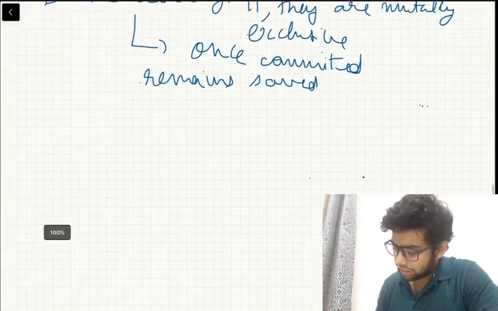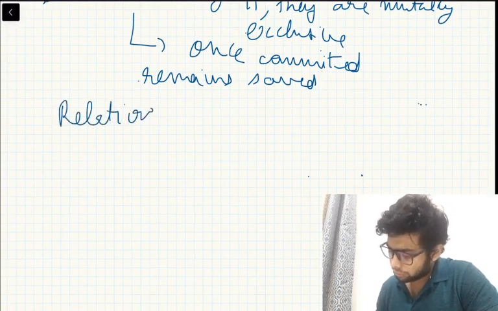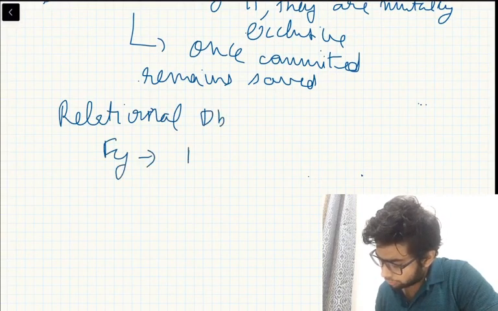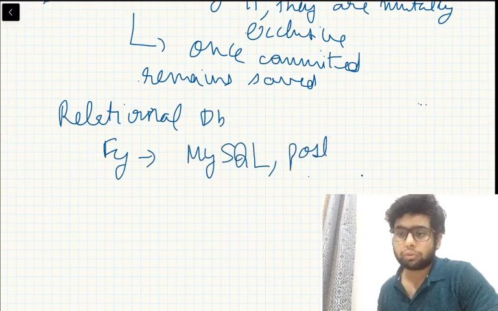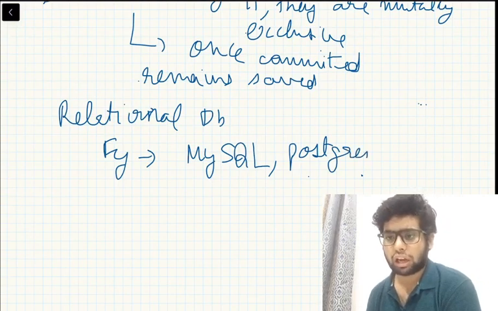Examples of relational databases are MySQL and Postgres. So these relational databases are the traditional databases and are still used in many places. And these ACID guarantees are what make them a popular choice to be used in production.